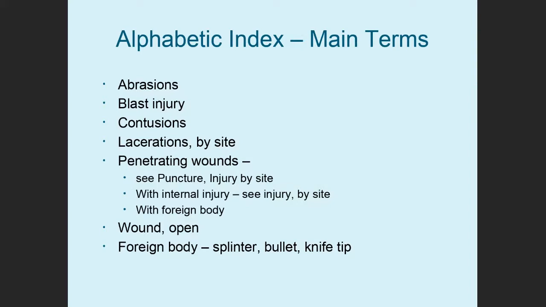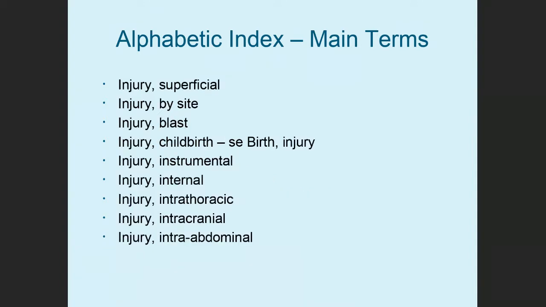So how do you look this stuff up? As I said, that's often the most confusing part of it. So here are some alphabetic index entries. Look up the specific type: abrasions, contusions, blast injury, lacerations. Penetrating wounds will send you to puncture, injury by site. With internal injury, it'll take you to injury by site, and then with foreign body. Wound open and foreign body are also main terms in the index.